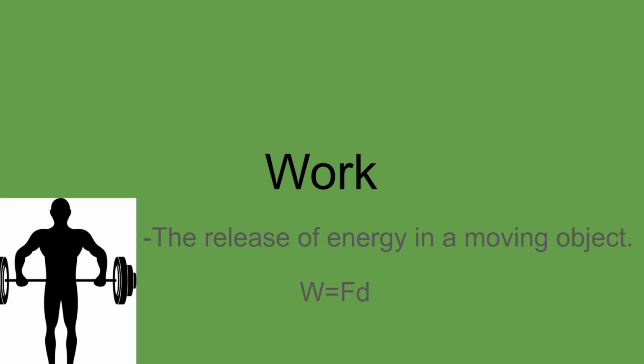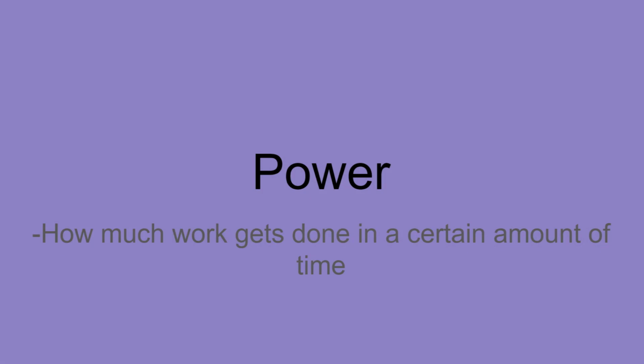Work is the release of energy in a moving object. The formula for this is work equals force times distance. Power, whose unit is watts, is how much work gets done in a certain amount of time. Another way power is used is as horsepower. 1 horsepower is equal to 745.7 watts.